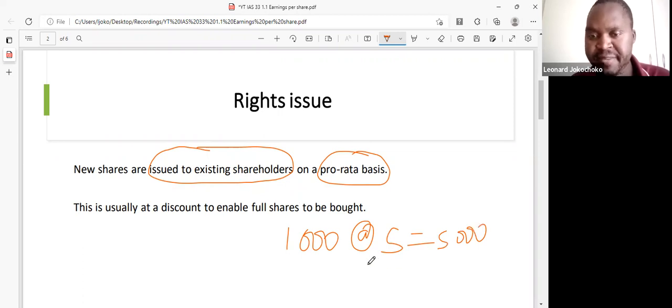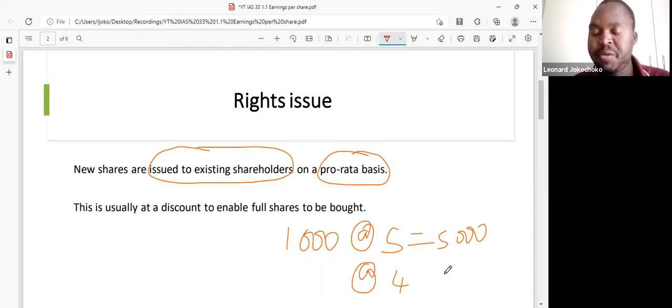However, if these shares are sold at a lower price, let's say you sell them at $4 each. Now, someone is going to pay $4 for something worth $5. It means, therefore, that they are willing to buy because the amount they're going to pay is much less. That is the basic idea of a rights issue.